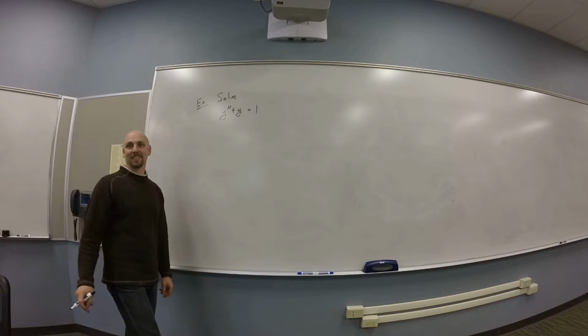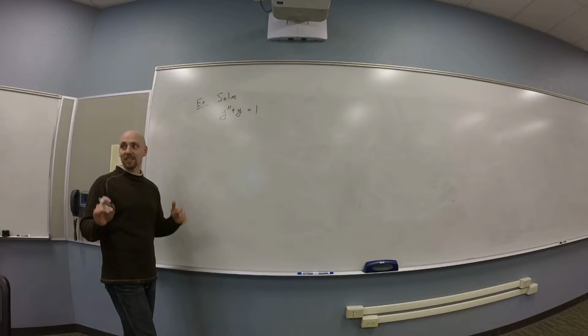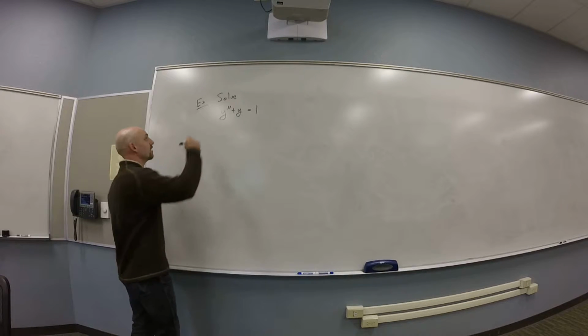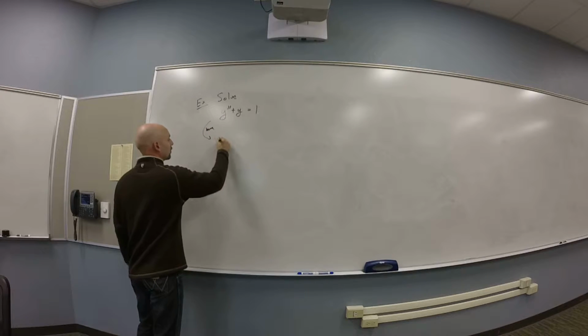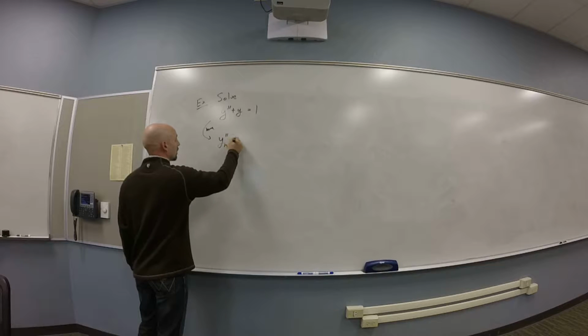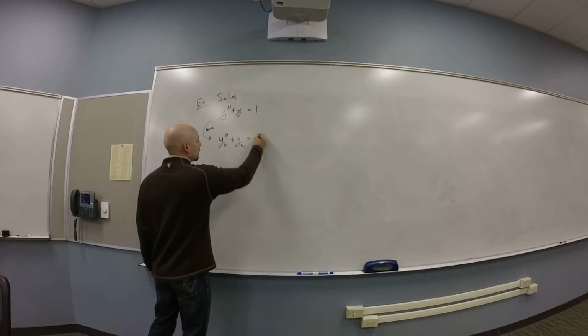And then you're going to have to guess. Right? Like, don't worry, this is not a new technique. It's just executed a little differently. So, first things first, look at the homogeneous version. So the homogeneous version is y_h double prime plus y_h is 0.